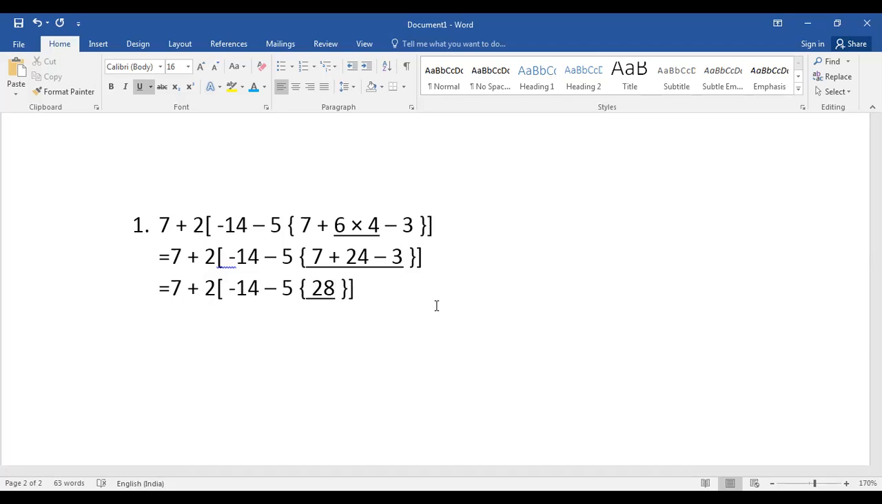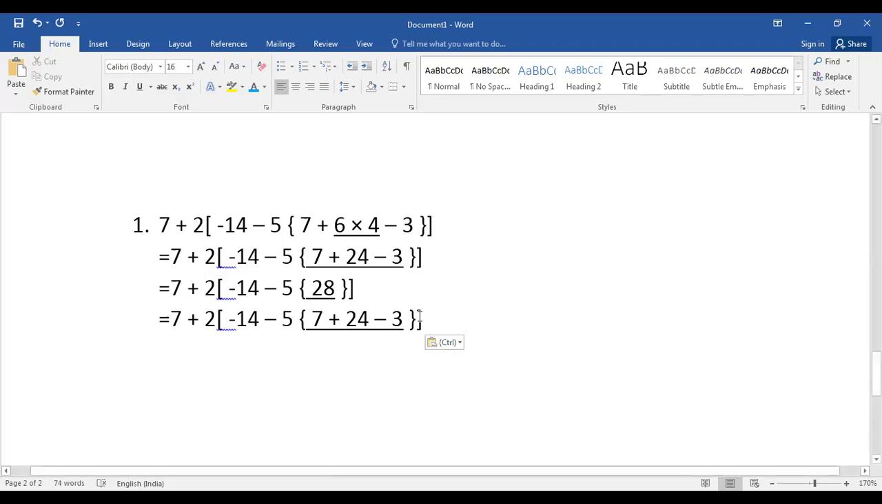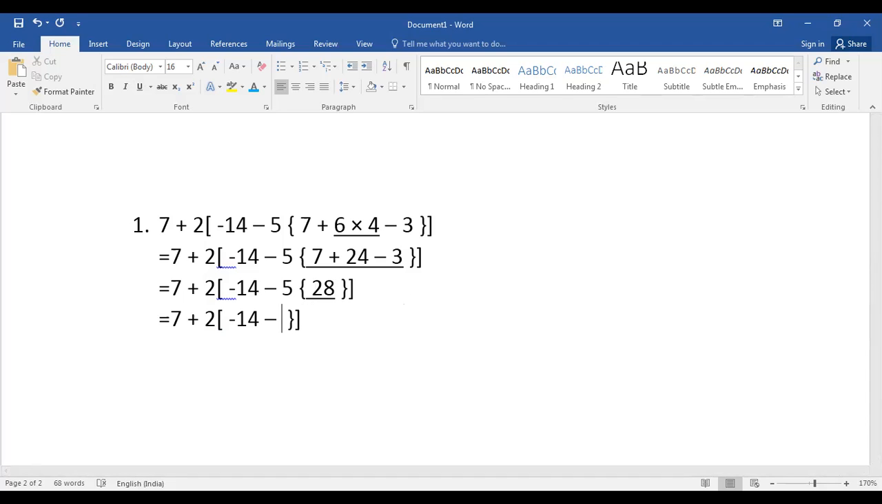Now 28 multiplied by 5 we are going to do. All other things will be as they are. And 5 into 28 means you will get 140. So here minus 14 minus 140. So what will you get?